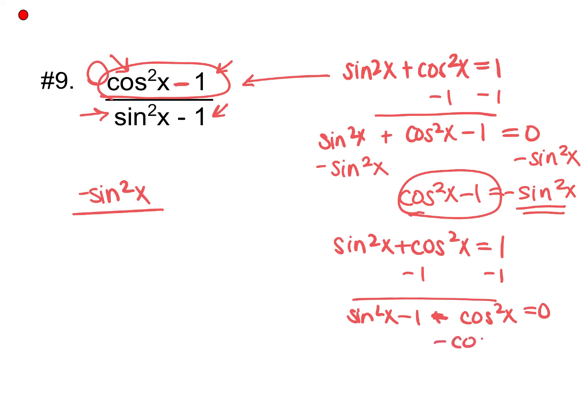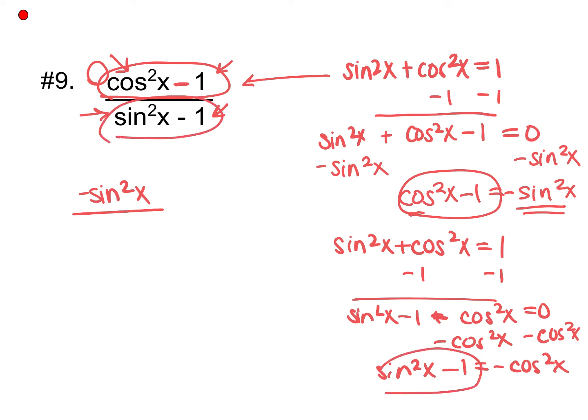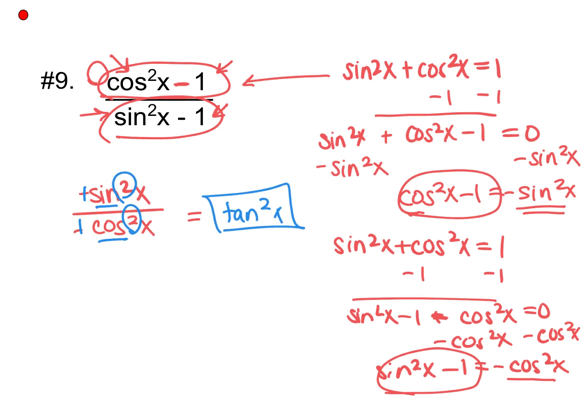Now, I need to subtract my cosine squared x, because that is not in my problem. And when I do, I have my sine squared x minus 1, and that is equal to negative cosine squared x. This here is the same as this here, which is the same as this, so I will replace the denominator with this. I now know that a negative divided by a negative is a positive. And sine over cosine is tangent, and because these are both squared, it's just going to be tangent squared. And there's my answer for that one.